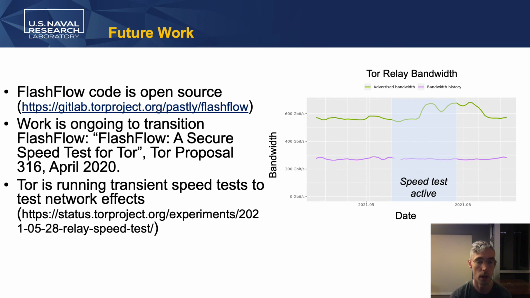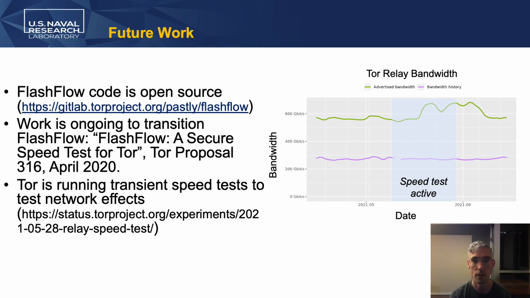For future work, we're working on incorporating the FlashFlow design into the Tor network. We've open sourced the FlashFlow code. We have co-written a Tor proposal with the Tor project, explaining in more detail how we would incorporate FlashFlow into the Tor network. And Tor is currently running a set of transient speed tests where traffic is actively pushed through relays in the manner of the FlashFlow design in order to experimentally examine how the overall operation of the entire real network is affected.